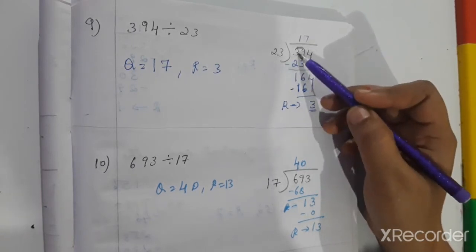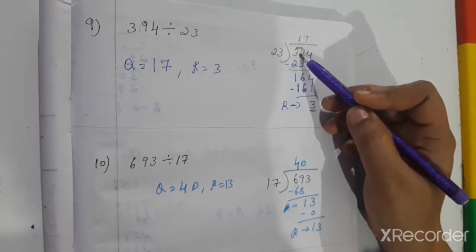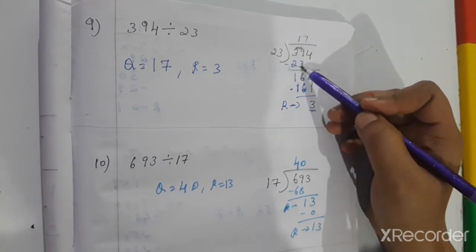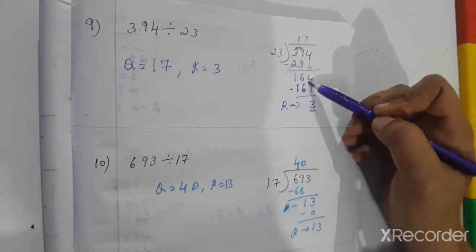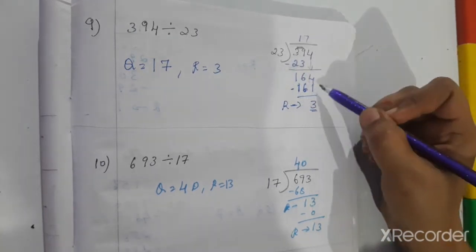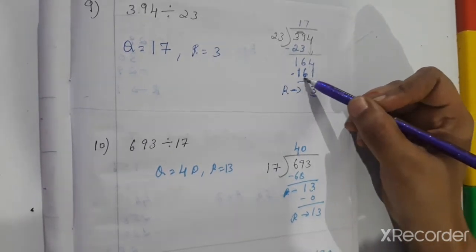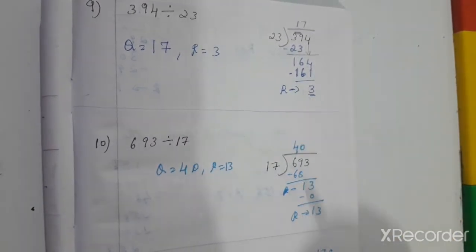23 twos are 46 will come, that is greater than this. So 23 ones are 23, that is a nearer one. 39 minus 23 is 16. Then bring this 4 down. Now 164. 23 sevens are 161, that is a nearer one. Then subtract. After subtraction, again remainder is 3. Quotient is 17, remainder is 3.